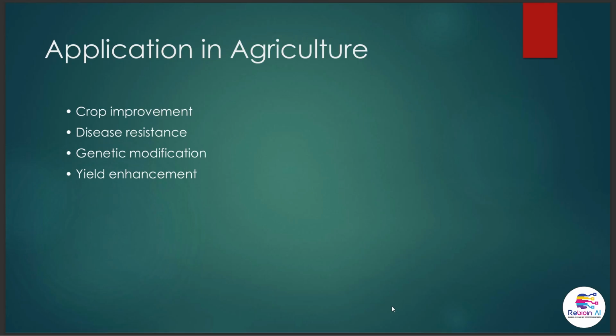Another important application is genetic modification. Bioinformatics helps researchers understand which genes control specific characteristics in plants or animals. This knowledge enables precise genetic engineering, allowing crops to become more resistant to pests, tolerate harsh environmental conditions, or provide enhanced nutritional value. Finally, yield enhancement.